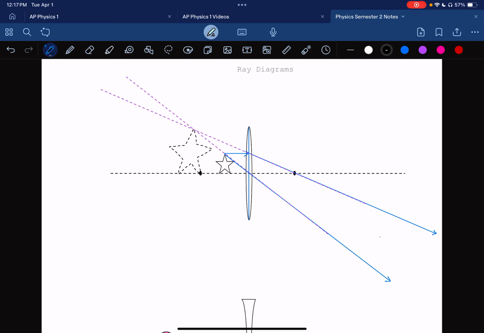If your eye is on this side of the lens, whoops, come on. If your eye is on this side of the lens, oh, that's not how I draw it. This is kind of how I draw it, I think. Something like that. If your eye is on this side of the lens, looking through the lens here, you see an enlarged or magnified image, and we call this a virtual image. This is enlarged.